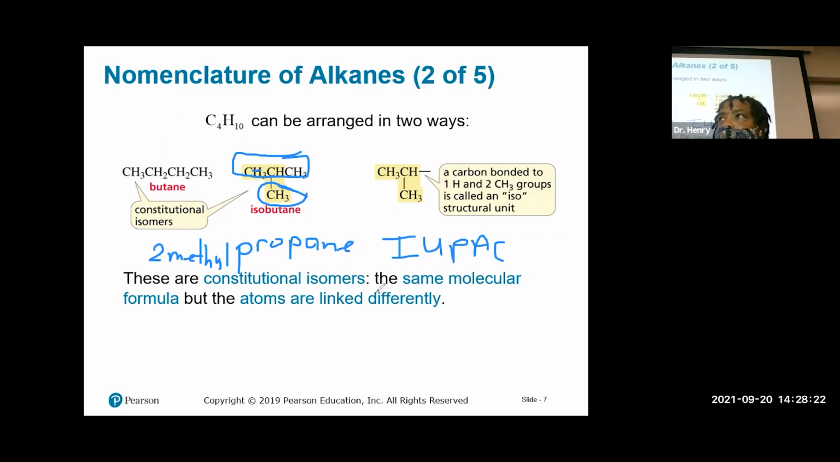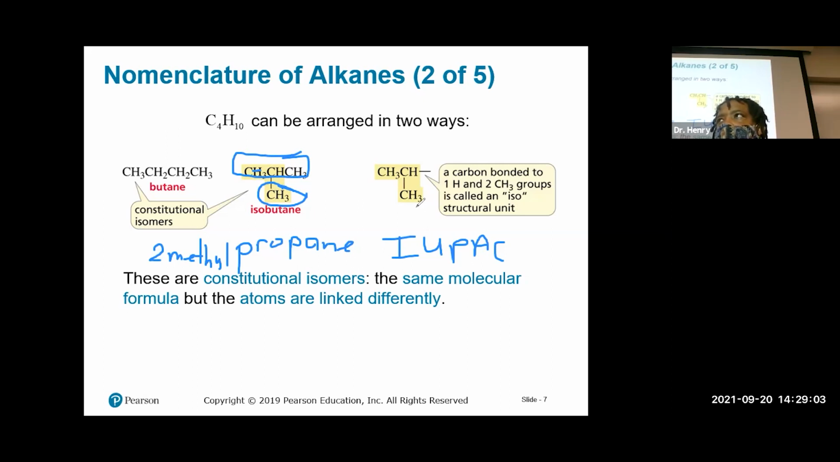These guys are considered to be constitutional isomers of each other. So they have the same chemical formula, or the molecular formula, but how and where the atoms are located is different. Does that make sense? Questions?